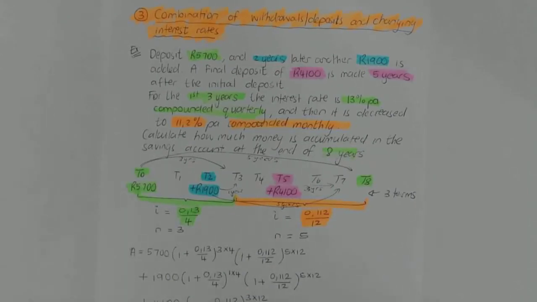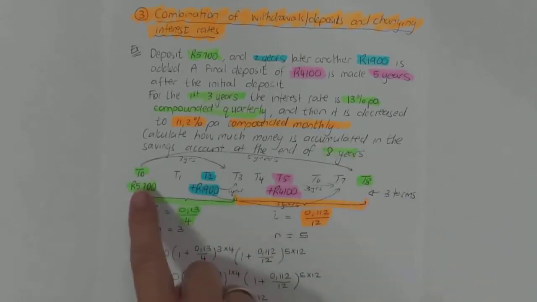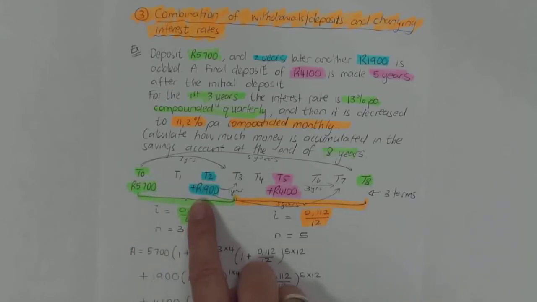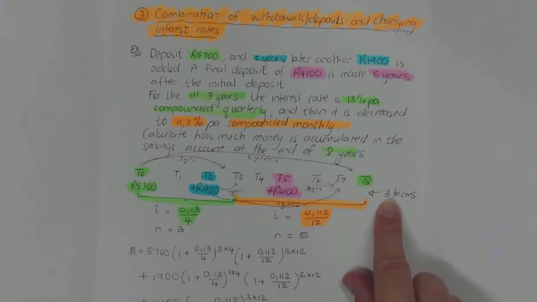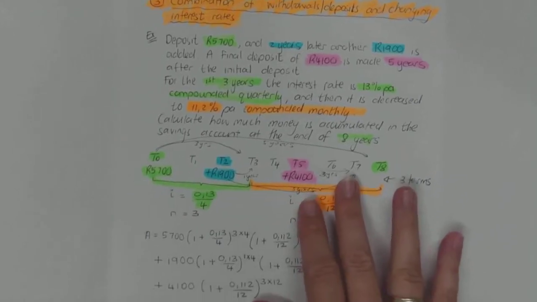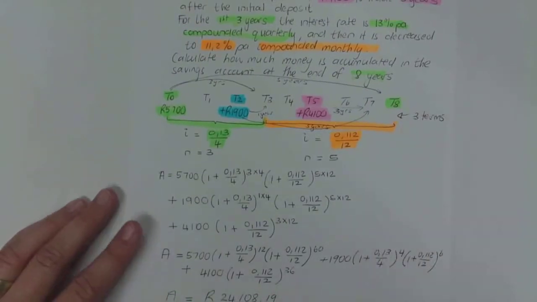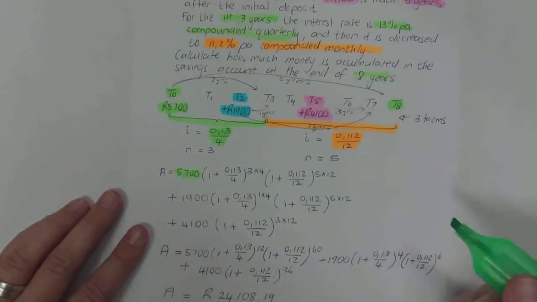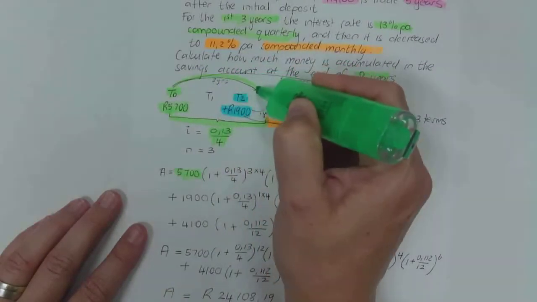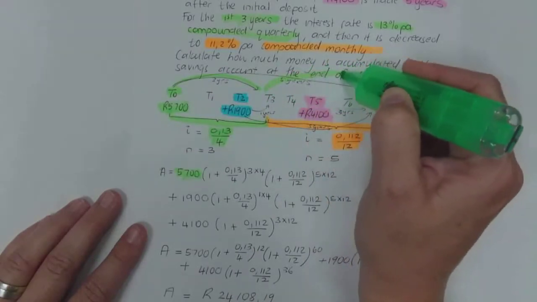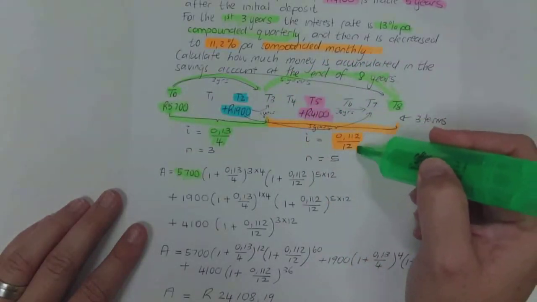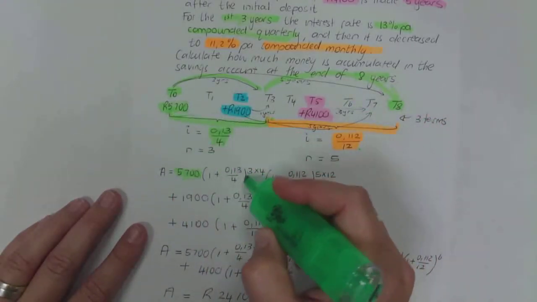Now let's talk about what we see on this timeline. Do you notice with 5,700, 1,900 and 4,100 that you have to have 3 terms in your setup? Okay, now let's talk about each amount. So when I look at the 5,700 Rand, it was part of the 13% quarterly, but it was also part of the 11.2% monthly. Right, so how long?